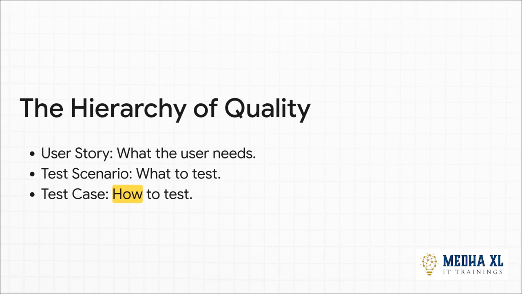Okay, so it all starts with this simple hierarchy. First up, you've got the user story, and that's just a simple, plain English way of saying what you, the user, want to do. From that, testers create a test scenario, which is kind of the big picture idea of what to test. But the crucial piece, the real secret sauce, is the test case. That's the super detailed step-by-step instruction manual on how to test it.